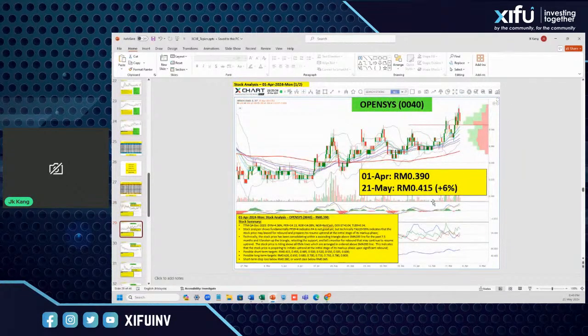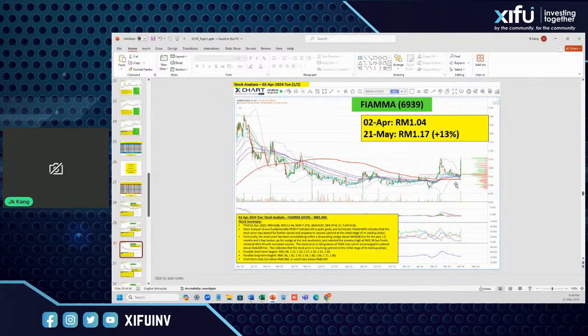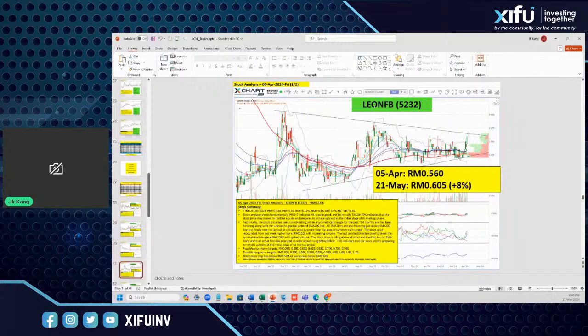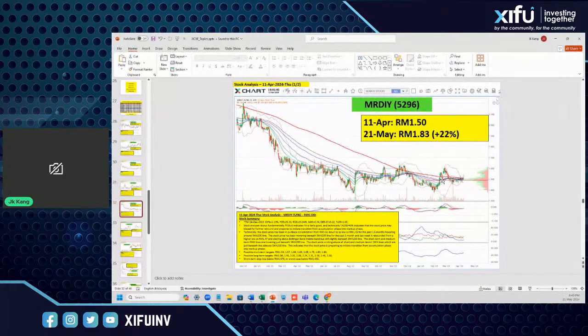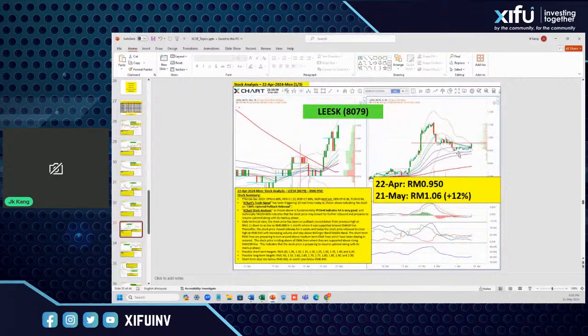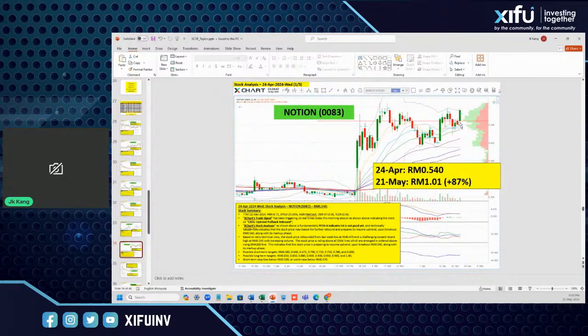OpenSeas also has been 6%. Fiamma is right above the 200 line. Leonfat is also above the 200 line, in this breakout on the triangle. It reached up to 605 around here already. Mr. DIY, during the 150 today, is at 180 already. Lee SK also could have risen up to this point before the previous peak. Notion, which is very spiteful, has already gone beyond 1 ringgit.